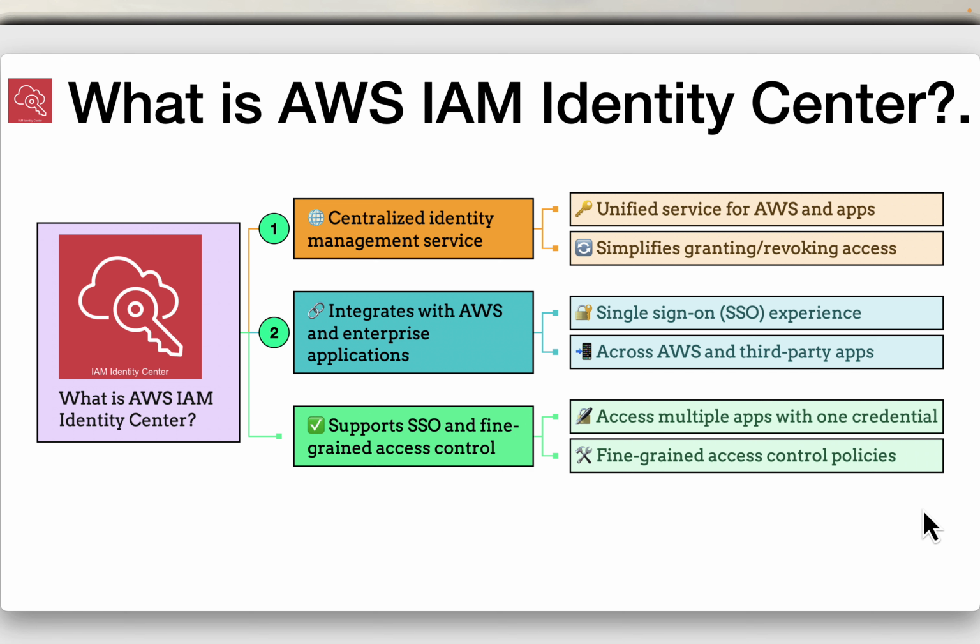2. Integrates with AWS and enterprise applications. It seamlessly integrates with AWS services, providing a single sign-on SSO experience across AWS and third-party enterprise applications. Third, supports SSO and fine-grained access control. IAM Identity Center supports single sign-on, allowing users to access multiple applications with a single set of credentials. It also offers fine-grained access control policies to manage users' permissions effectively.